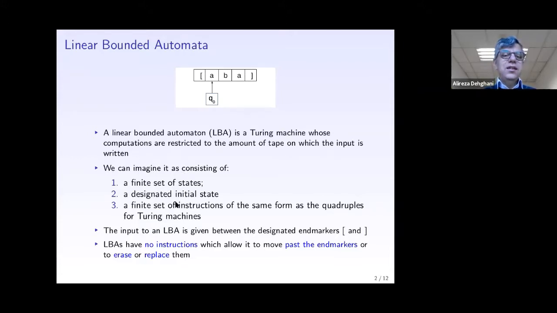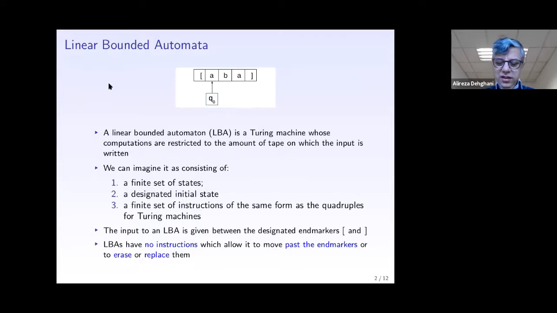They are the same as a Turing machine for LBA, but the input to an LBA is given between designated end marks. We have the starting end mark and the ending end mark. LBAs have no instruction which allows them to move past the end marks, or erase or replace them. So they are not allowed to move toward the left of the end marks, or erase them, or replace them with something. They are there all the time, and you can move exactly in this area, and that's the reason why it is called bounded.